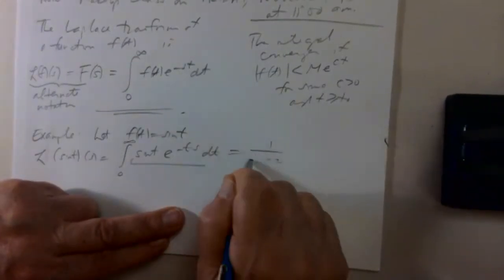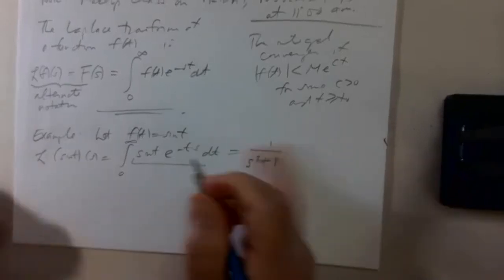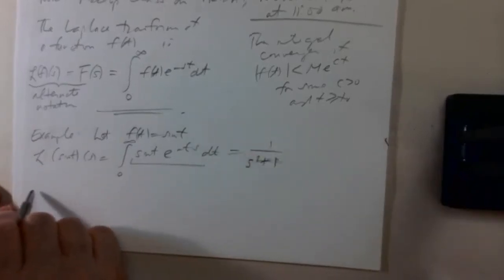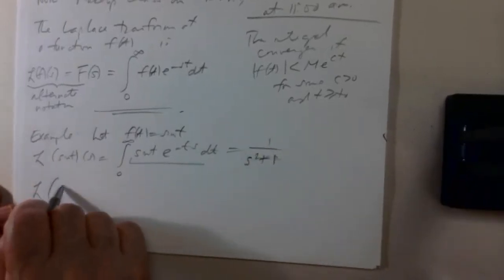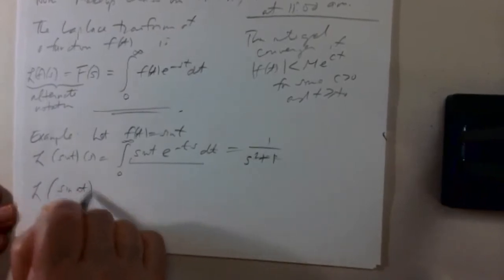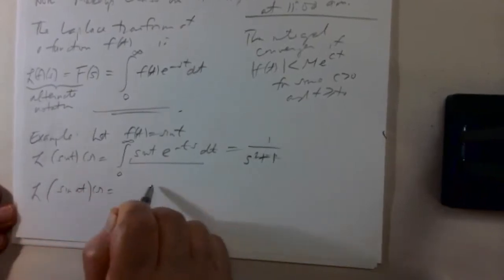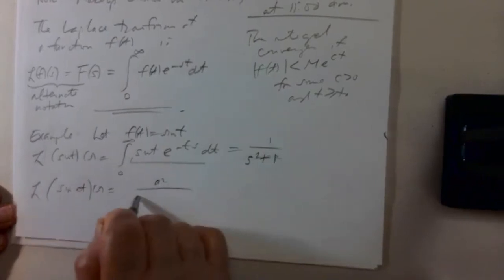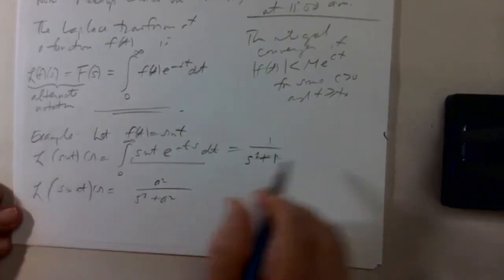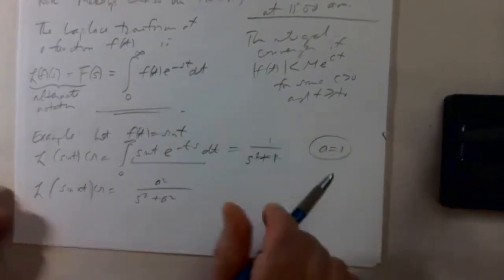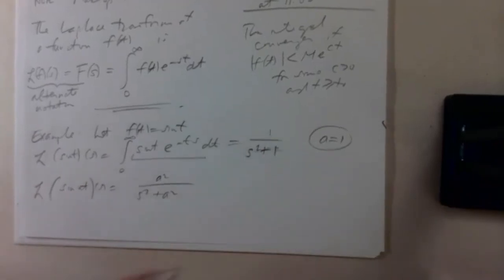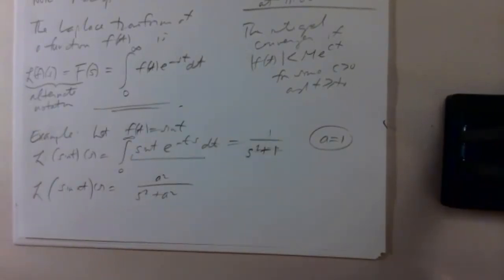Some people prefer to write this as s squared plus 1. And slightly more generally, if you take the Laplace transform of the sine of at, that's equal to a squared over s squared plus a squared. So this is the case a equal 1.